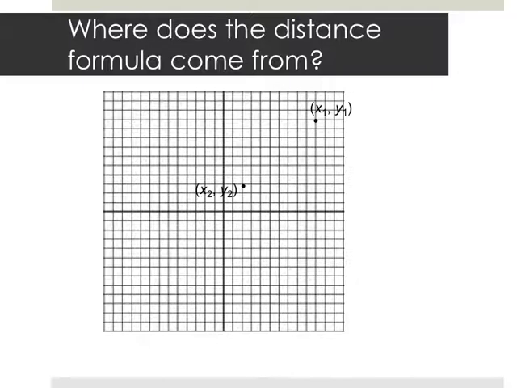X1 plus Y1, in parentheses, X1 plus Y1, comma, X2 plus Y2, parentheses. No, because you got some square. X2 minus x1, comma, y2 minus y1. Closer, but no. We'll get there.